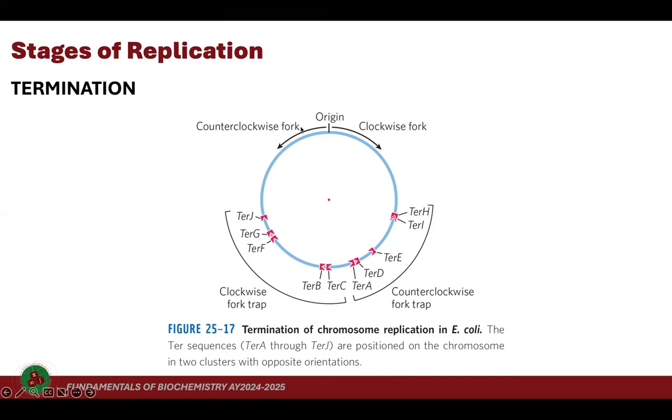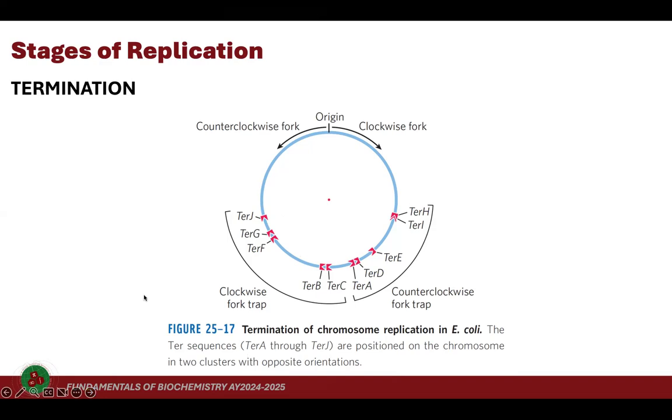Now if you notice here, it's called trap. Okay, the question is, is there a separate termination sequence for each replication fork?